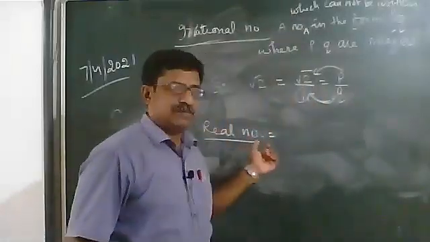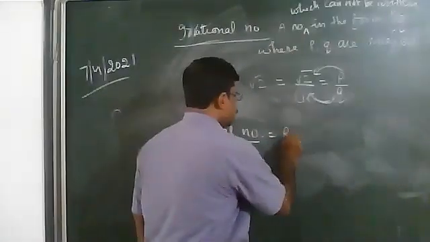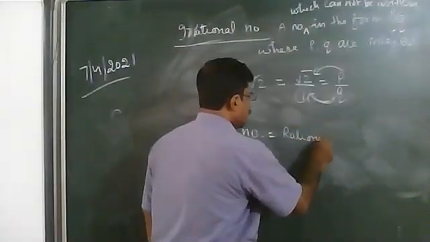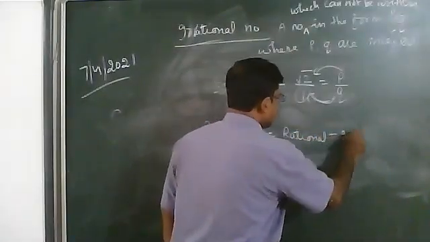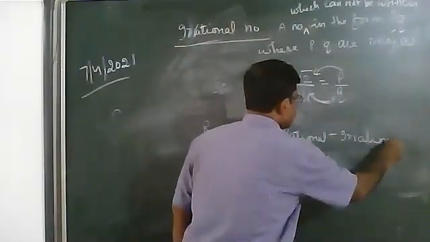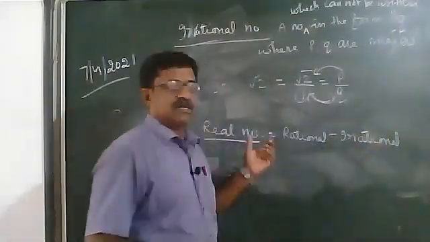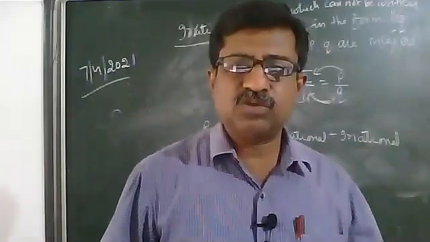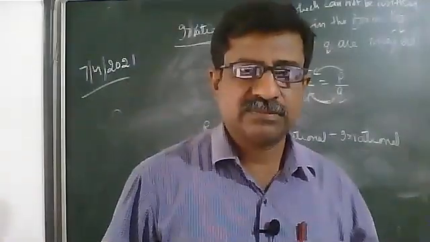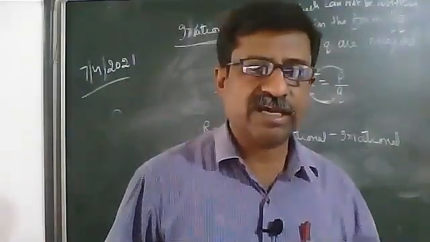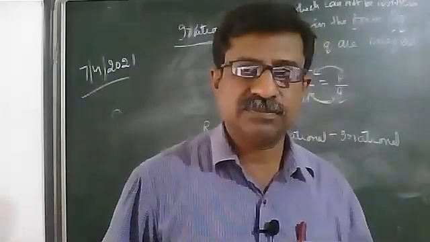What is a real number? A real number is actually a combination of rational and irrational numbers. All the numbers that exist in the world, that is known as real number.